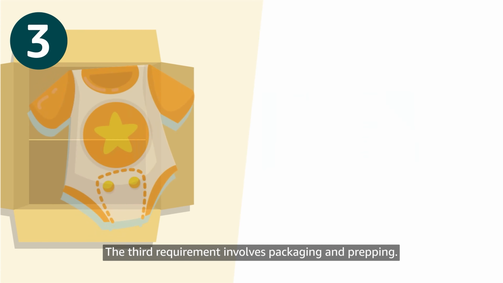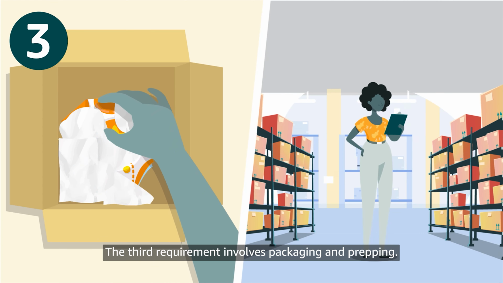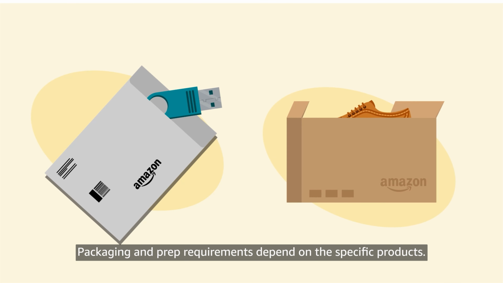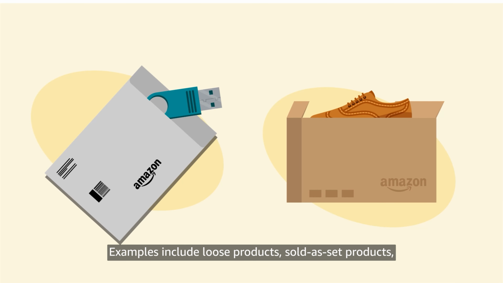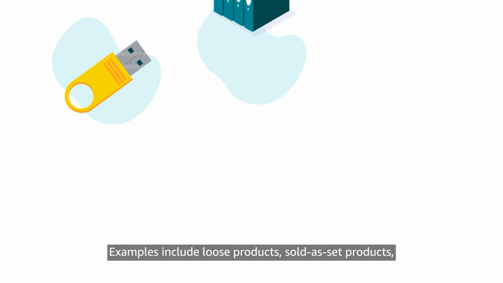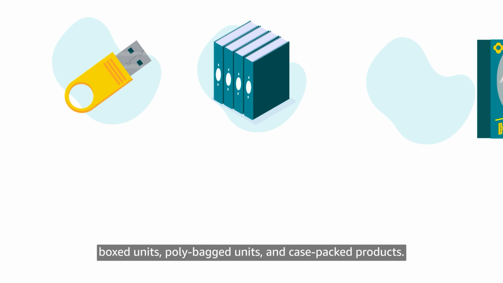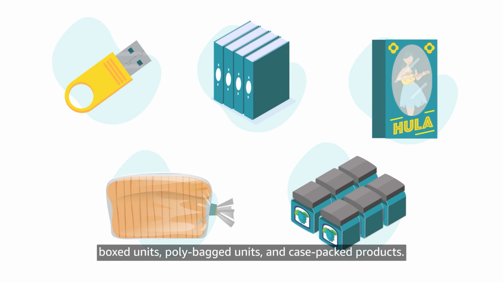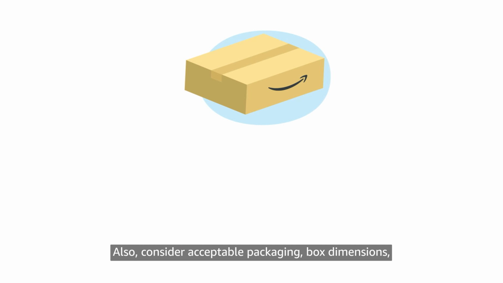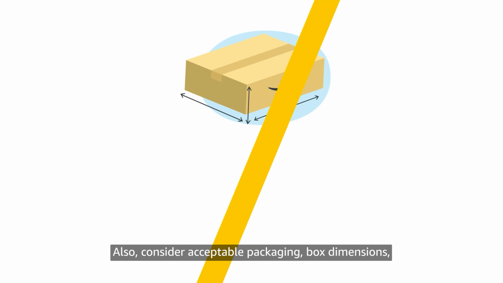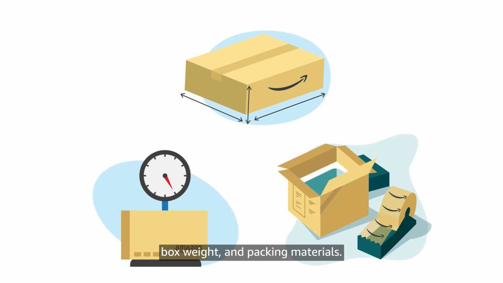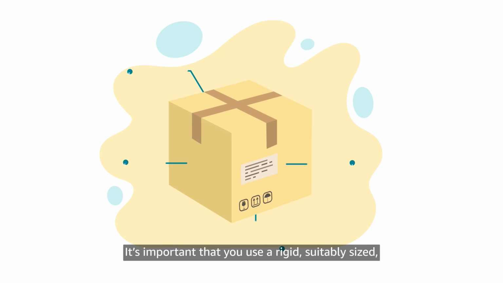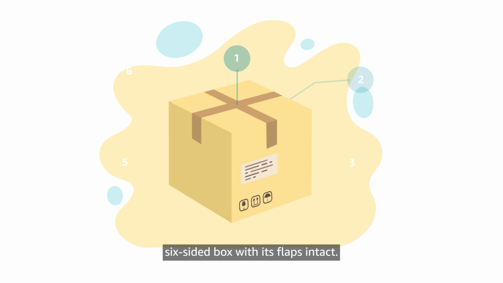The third requirement involves packaging and prepping. Packaging and prep requirements depend on the specific products. Examples include loose products, sold as set products, boxed units, polybagged units, and case-packed products. Also consider acceptable packaging, box dimensions, box weight, and packing materials. It's important that you use a rigid, suitably sized, 6-sided box with its flaps intact.